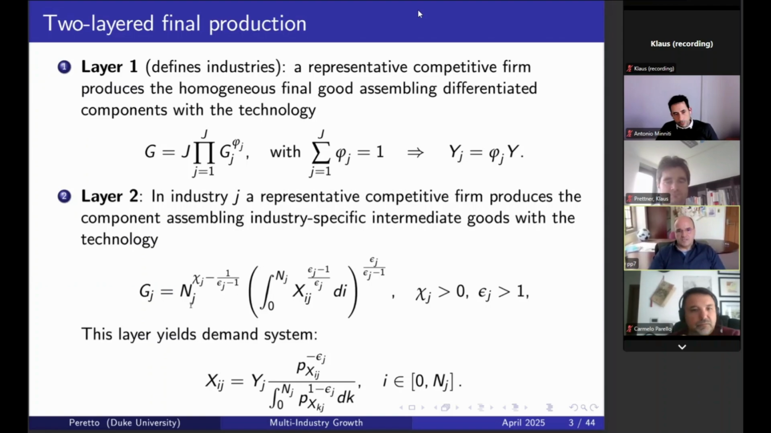So there is an industry-specific law of variety, an industry-specific elasticity of substitution. Okay? And then this gives me my demand system across the suppliers of the industry-specific components that producer J then supplies to the final producer. Okay, that's the structure. And that's where I'm introducing the heterogeneity that I think you, Klaus, were after.